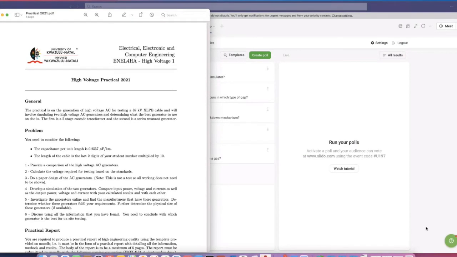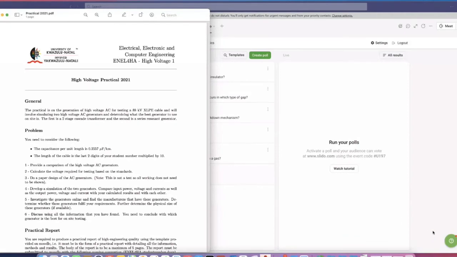I will upload this afternoon. I'm not expecting you to come into a lab, but I am expecting you to kind of simulate this stuff any way you can. So the practical is going to involve the generation of high voltage AC for testing an 88 kV XLPE cable, and it will involve simulating 2 different types of generators and determining what the best generator to use on the site is.